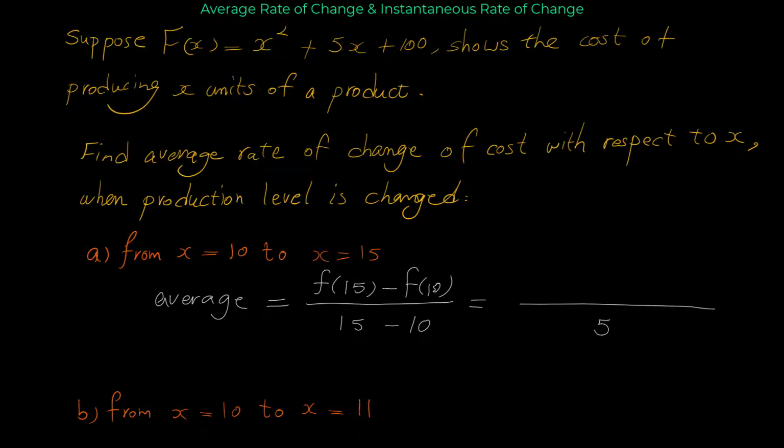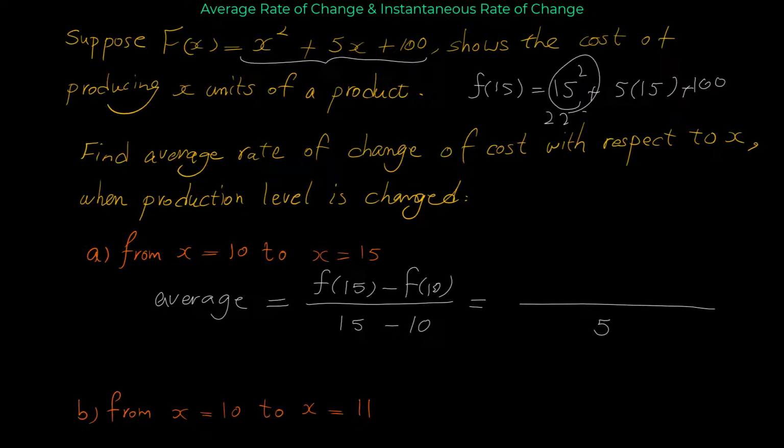15 minus 10 is 5. But we have to find f of 15 and f of 10. For f of 15, we have to plug in 15 in this equation. f of 15 would be 15 squared plus 5 times 15 plus 100. 15 squared is 225. 5 times 15 is 75. If you add these two, it's 300, plus 100, totally is 400. So f of 15 is 400. Now we have to find f of 10.